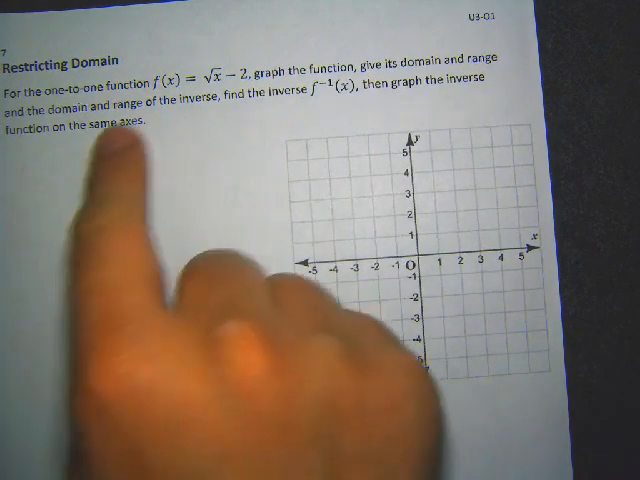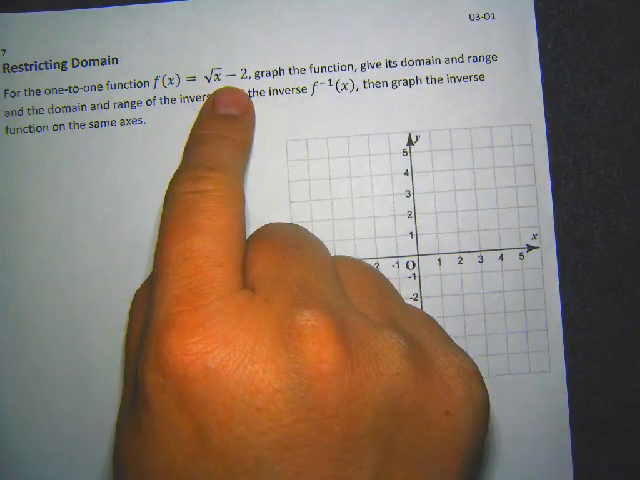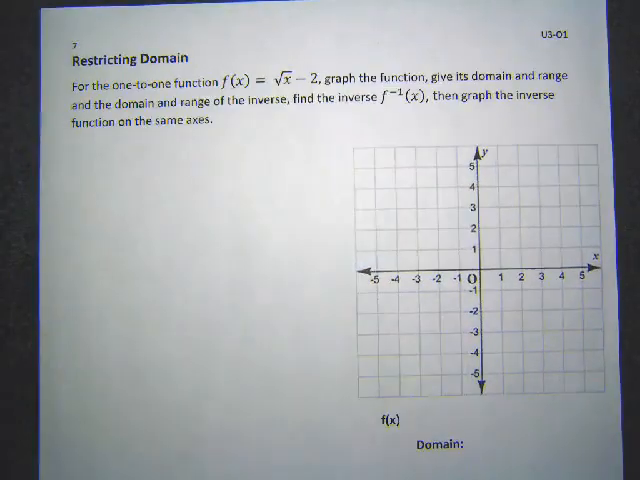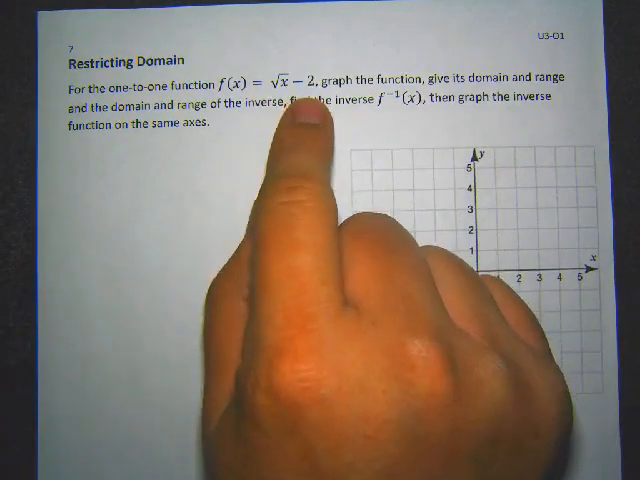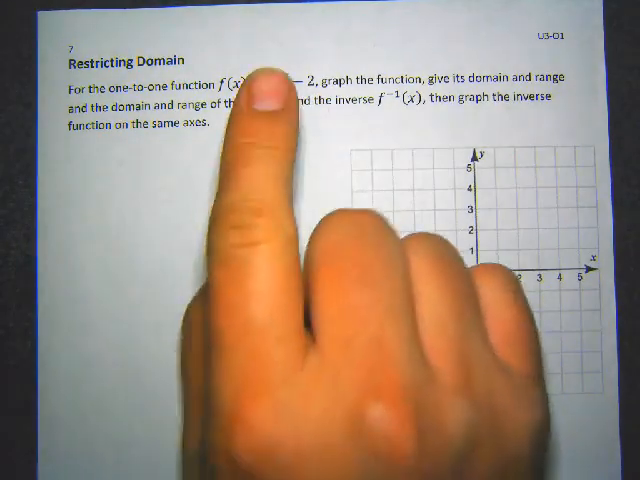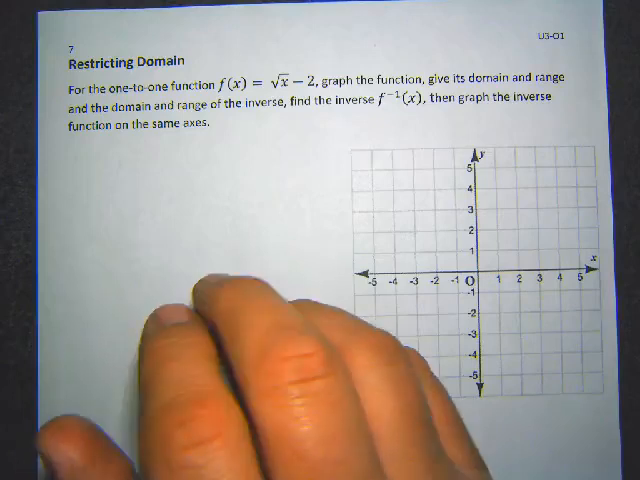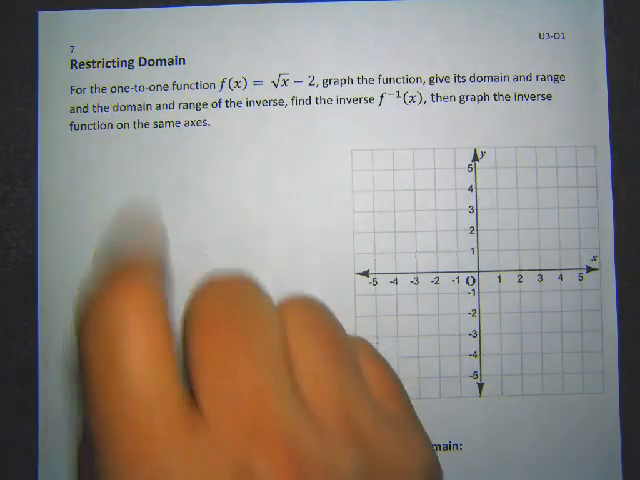So this one, we're finding the 1-to-1 function of this function. This is going to be another one where we have to worry about the domain. So let's look at that while we do this. Starting off, we're going to do square root of x minus 2 as our original function. It is a 1-to-1 function. If you're not sure, you could go back and graph it, but they do tell us it's 1-to-1.